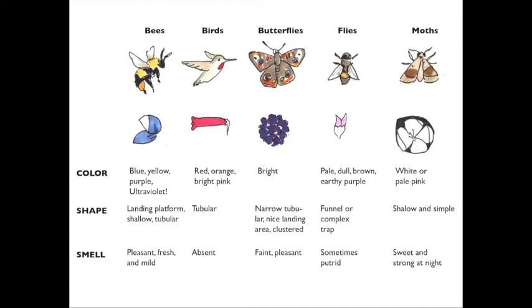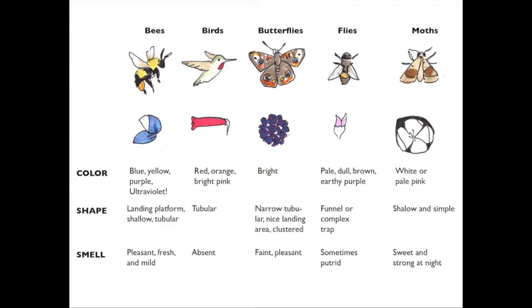Birds, mainly hummingbirds, like red or orange or warm bright pink colors, and tubular flowers that only they can get their bills in. Not as fragrant usually. Butterflies also like bright flowers, but they need to sit on something. And so they also kind of like these tubular flowers, but things that are clustered that make a nice landing area, like a verbena or something, with a faint and pleasant smell.